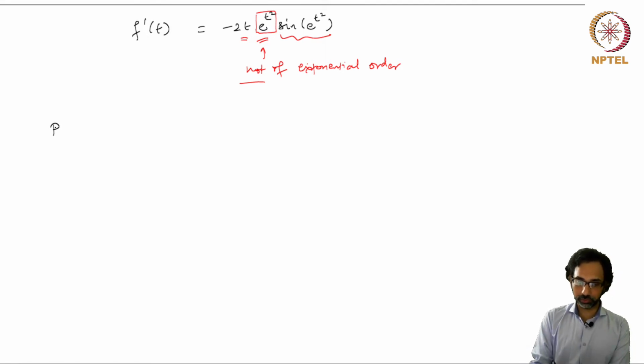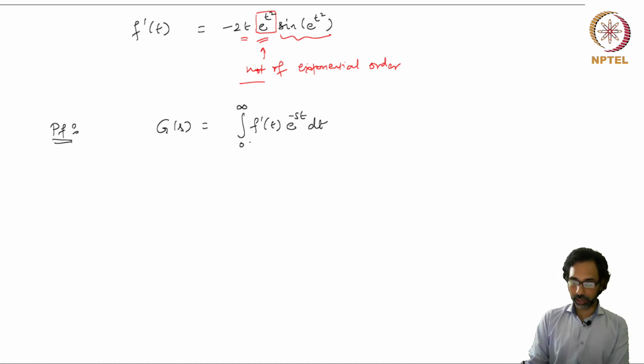So let's try to prove our formula. We have that G(s), the Laplace transform of the derivative, is the integral from 0 to infinity of f'(t) e^(-st) dt. Now notice that f'(t) is assumed to be piecewise continuous on [0, infinity).